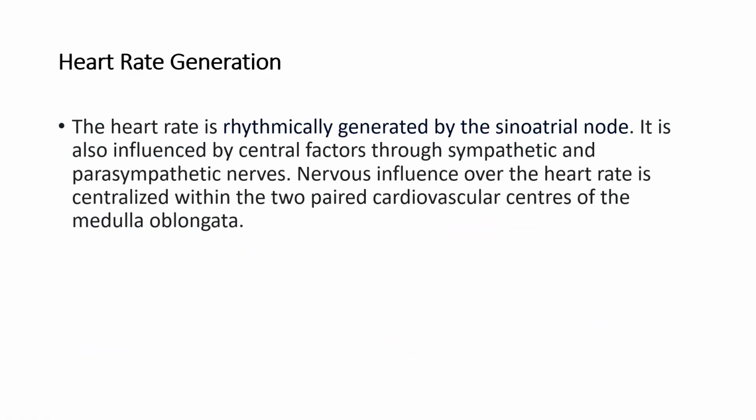Heart rate generation. The heart rate is rhythmically generated by the SA node, the sinoatrial node. It is also influenced by central factors through the sympathetic and parasympathetic nerves. Nerve influence over the heart rate is centralized within two paired cardiovascular centers of the medulla oblongata. So where is the cardiovascular center? That is the medulla oblongata. We have the sympathetic action, and we also have the parasympathetic action.